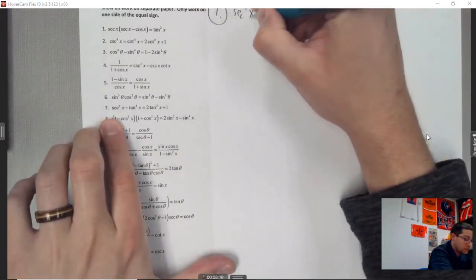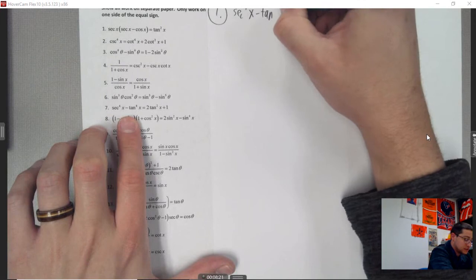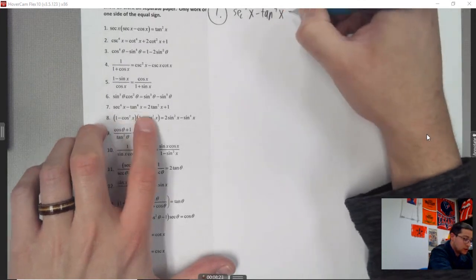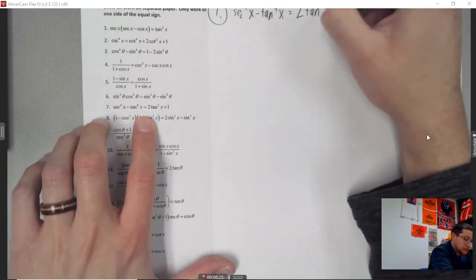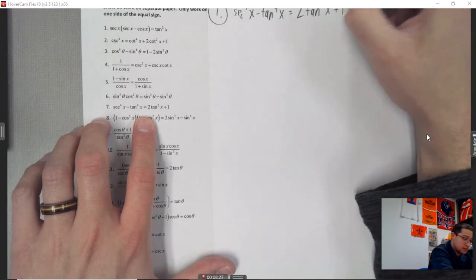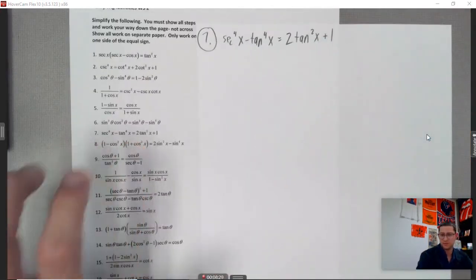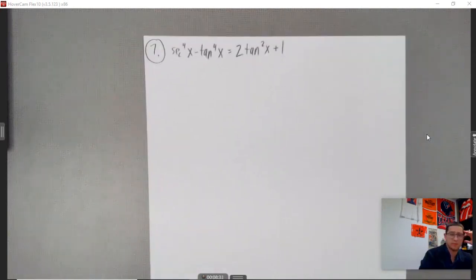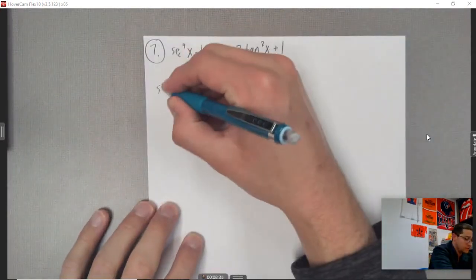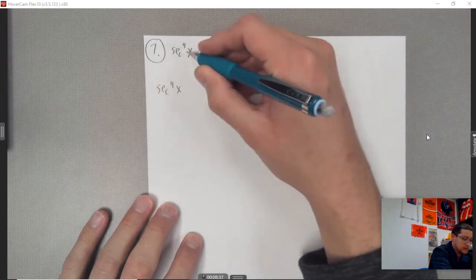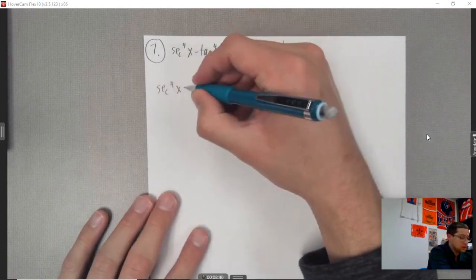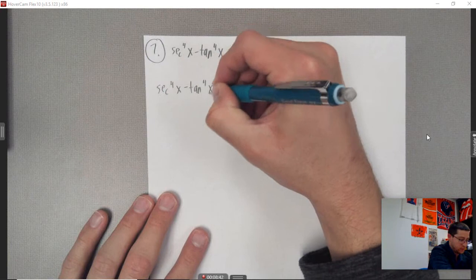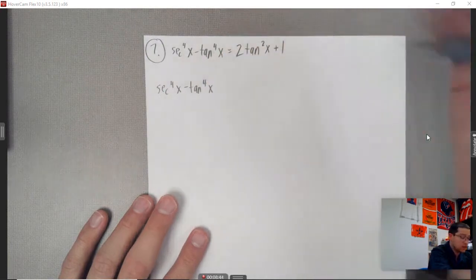Secant to the 4th minus tangent to the 4th equals 2 times tangent squared of x plus 1. Okay? All right, so here we go, number 7. All right, the first thing I noticed about this problem, okay, let's go ahead and write my first step. Secant to the 4th of x minus tangent to the 4th power of x.